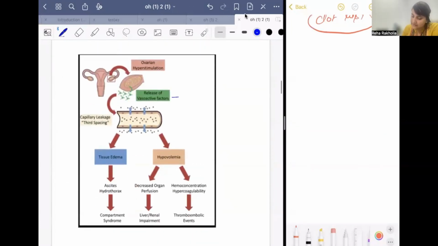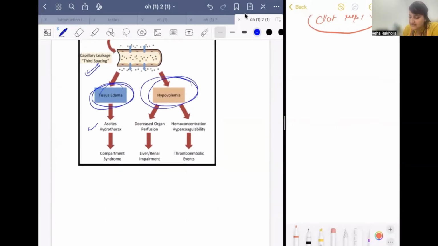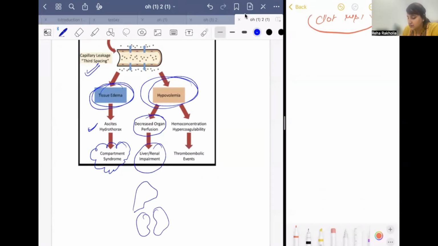Another diagram: release of vasoactive system also contributes to the third space loss of the fluid. So tissue edema will be there and hypovolemia will be there. Tissue edema will cause ascites and hydrothorax, which can cause compartment syndrome. Hypovolemia will cause decreased organ perfusion, which can cause liver and renal impairment. And hypovolemia can also cause hemoconcentration, hypercoagulability. This will cause thromboembolic events. There will be clots in the body.